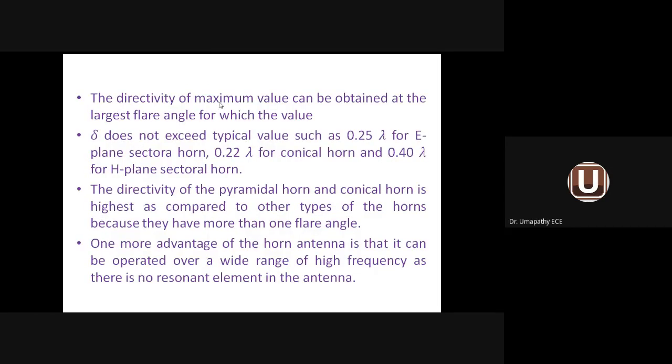So the maximum directivity can be obtained at the largest flare angle, for which the value of delta is given. The delta value should not be greater than 0.25 lambda for the E-plane sectoral horn. It should not be greater than 0.22 lambda for the conical horn. It should not be greater than 0.4 lambda for the H-plane sectoral horn antenna.